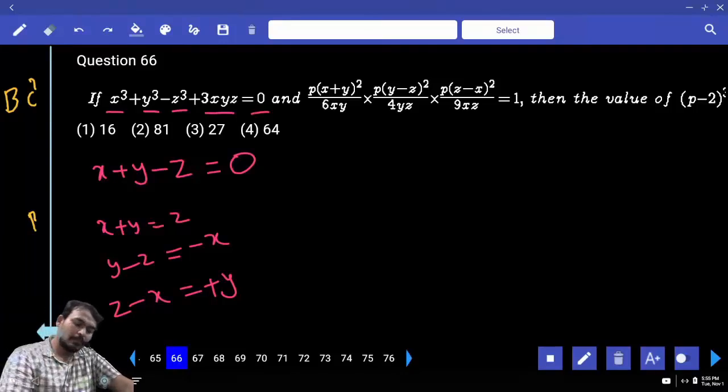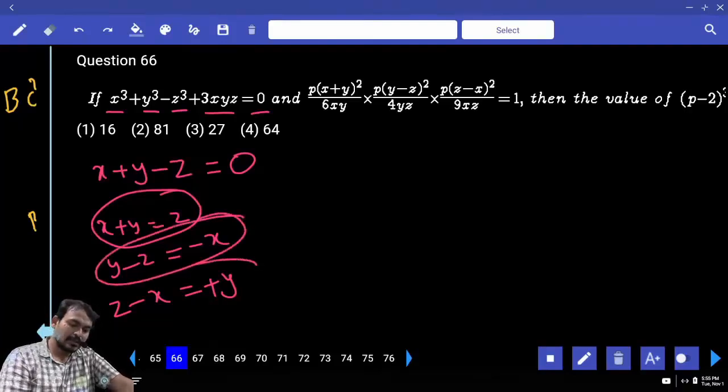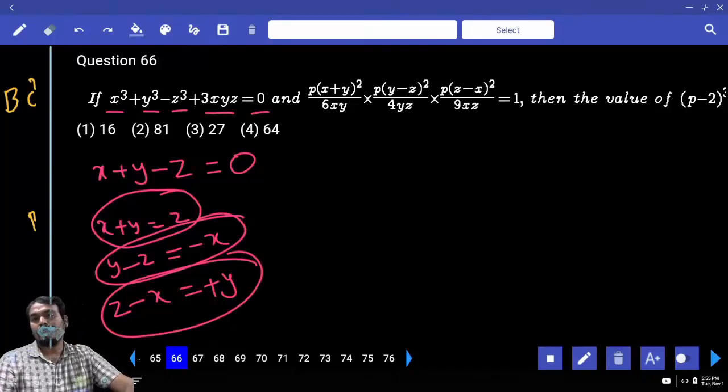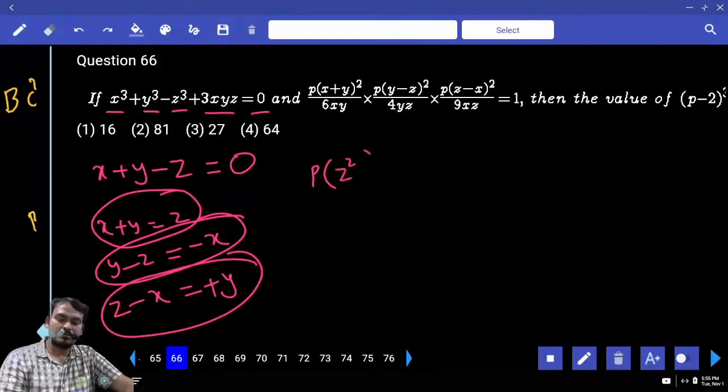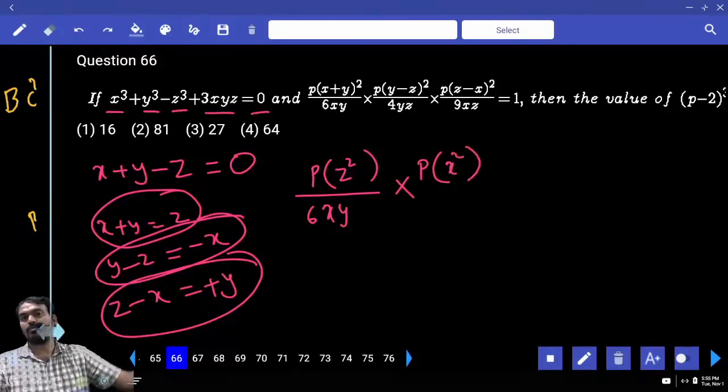Plus y. In place of x plus y we substitute z. In place of y minus z we substitute minus x. In place of z minus x we substitute plus y or not? First one, p into what is the x plus y value? z. Then we write z square or not? Next, denominator 6 into xy or not? Into p into (y minus z) whole square. What is the y minus z? Minus x. Nothing but x square or not? Minus x power 2 means we are getting positive value or not?